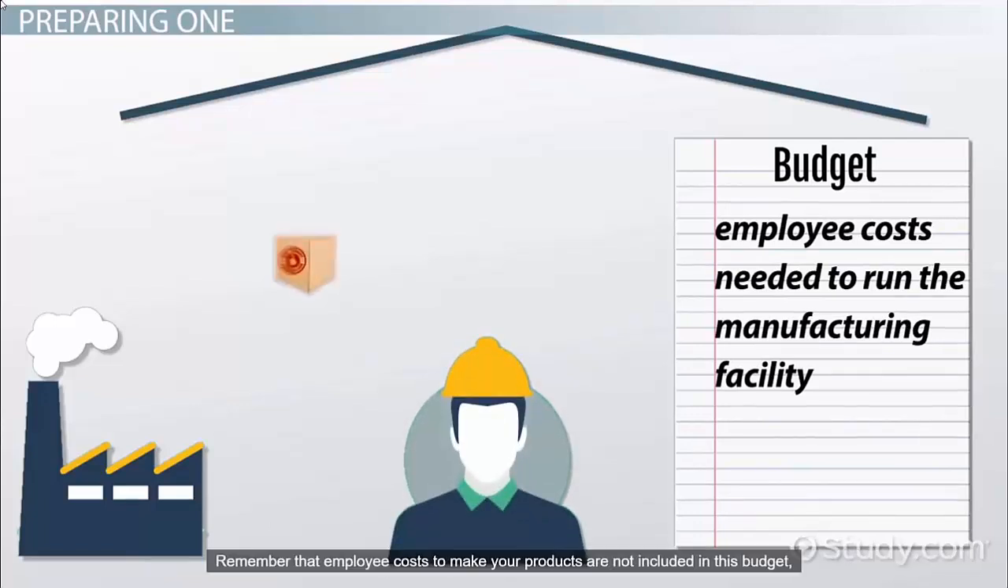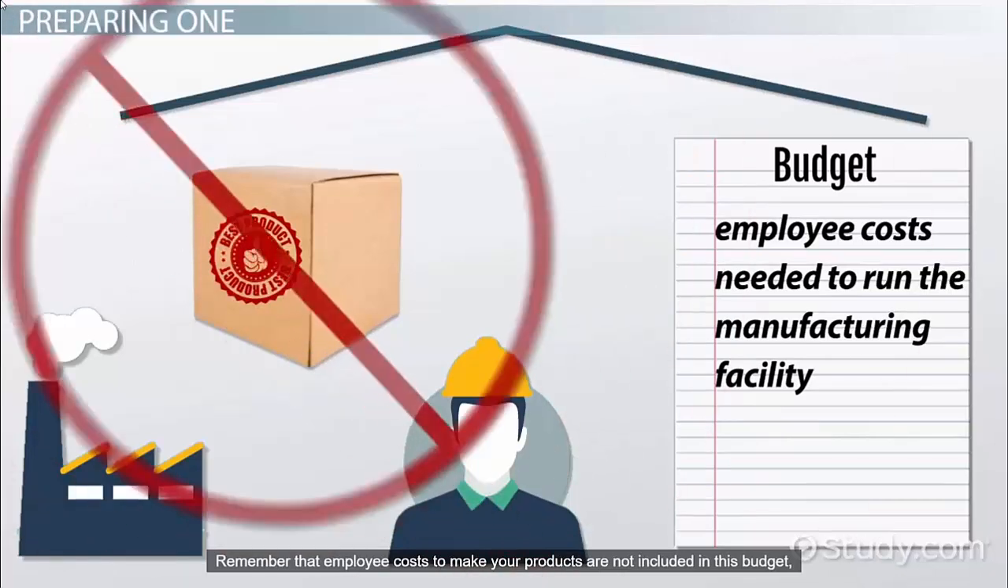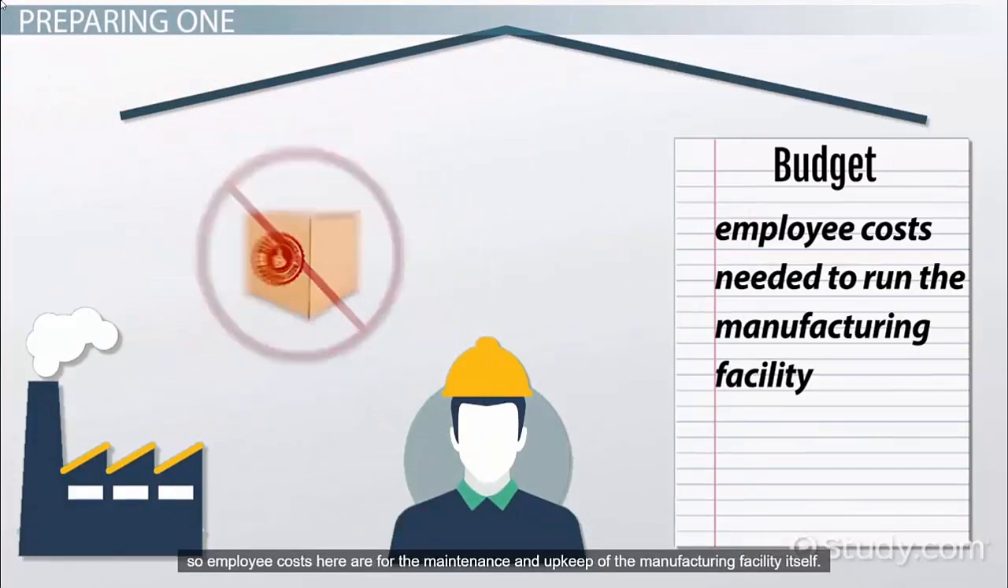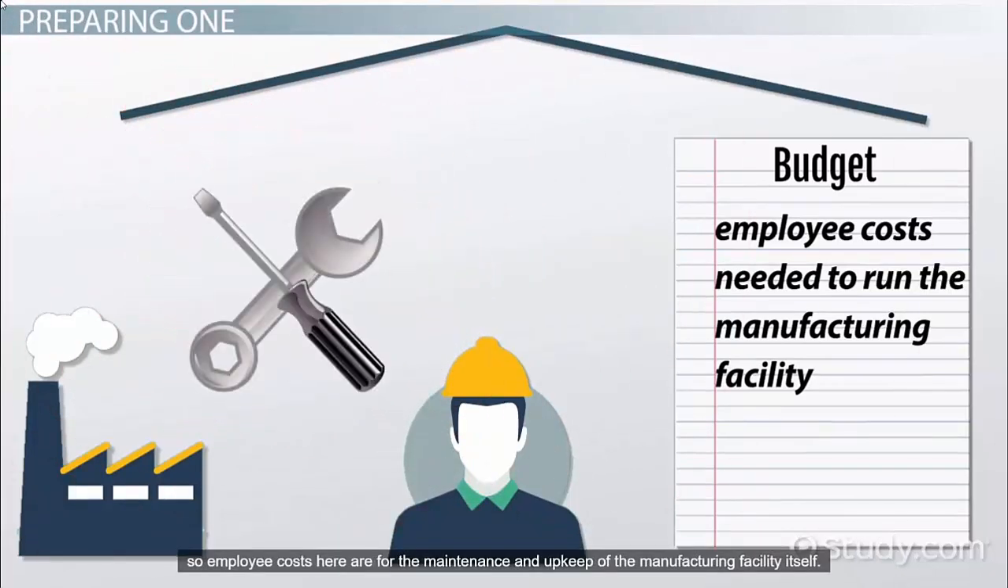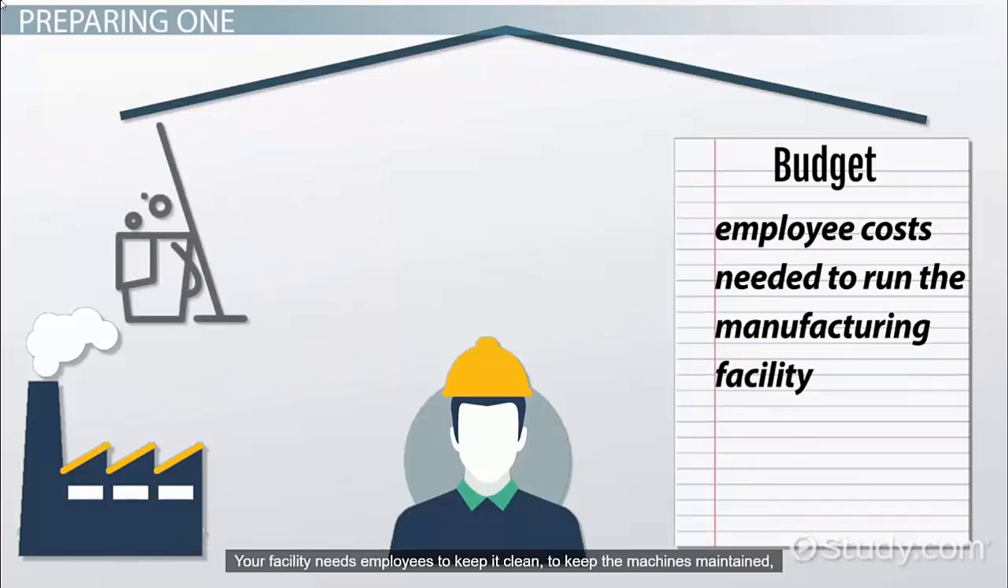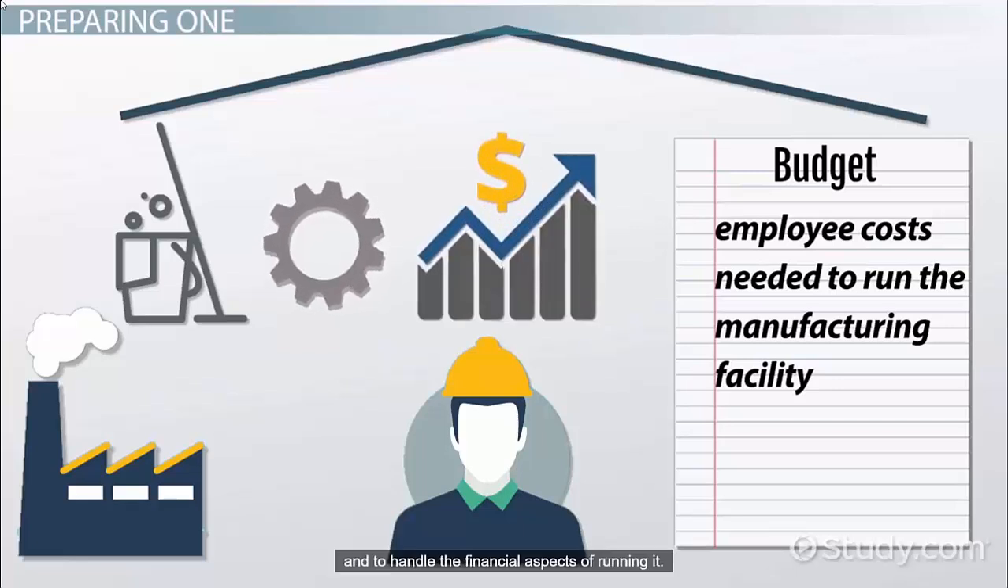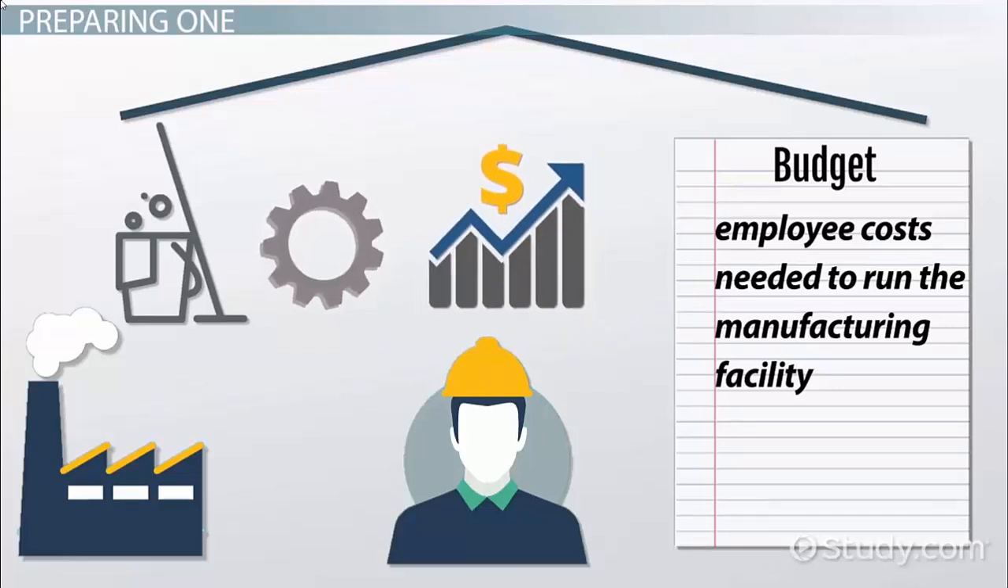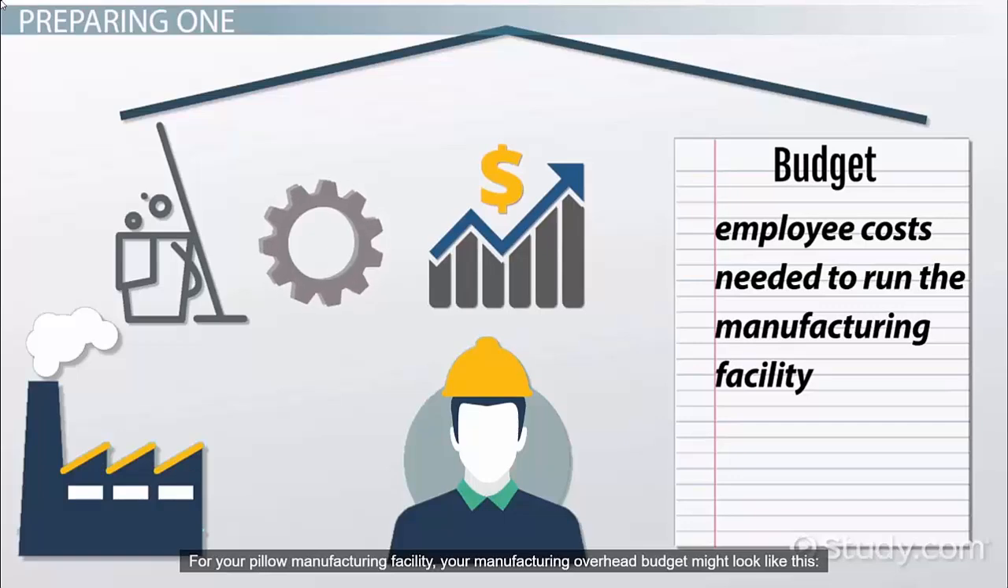Remember that employee costs to make your products are not included in this budget, so employee costs here are for the maintenance and upkeep of the manufacturing facility itself. Your facility needs employees to keep it clean, to keep the machines maintained, and to handle the financial aspects of running it. For your pillow manufacturing facility, your manufacturing overhead budget might look like this.